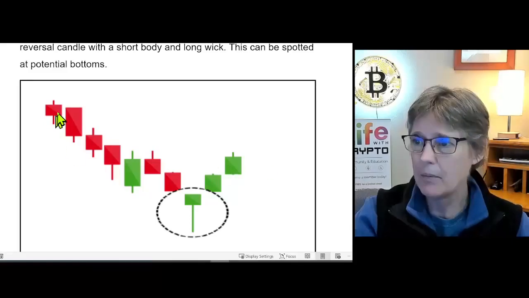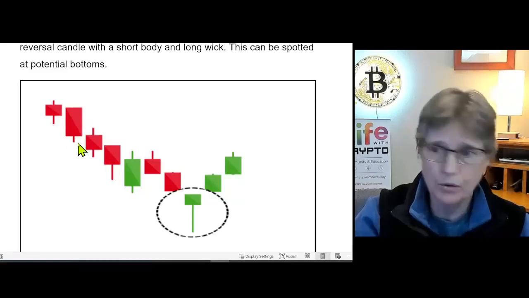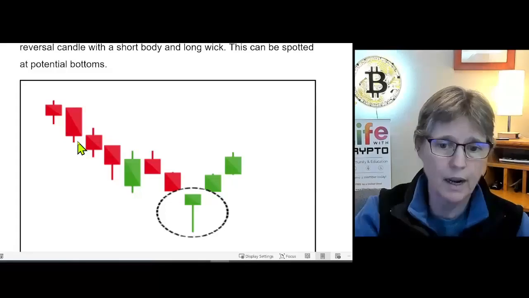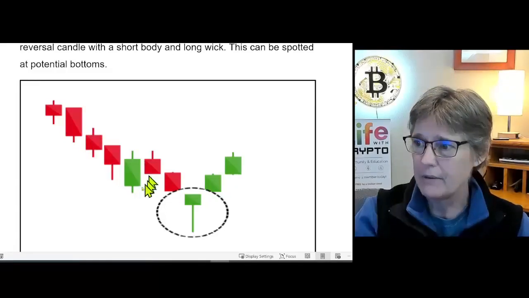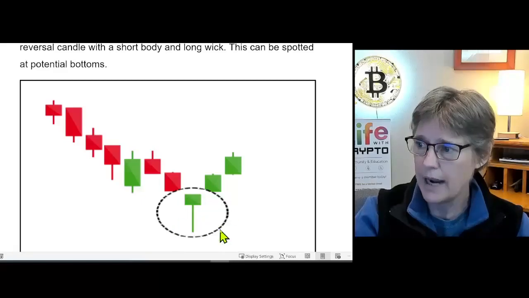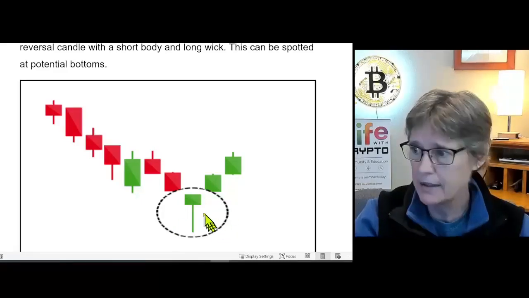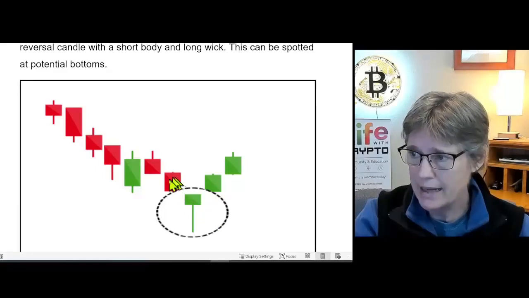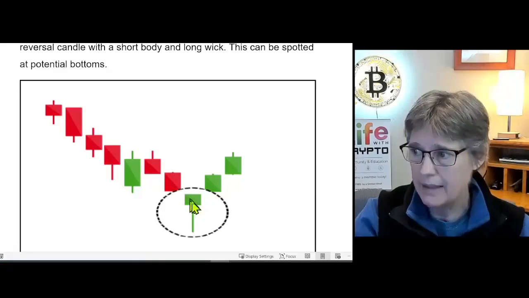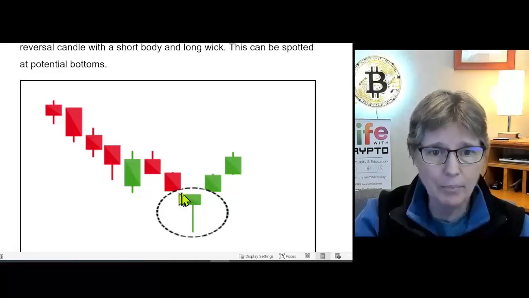Here we have a bunch of down days or down hours or down minutes, depending on what time frame you're looking at. Down, down, down, a little push up, down, down, down. And then we have this thing that's called a hammer. What you want to look at when you're looking for hammers is the space between the last candle and the hammer, which is called a gap.